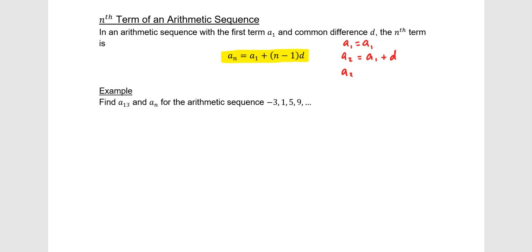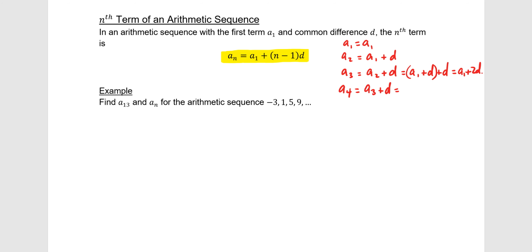If we have a sub 3, we know that it's a sub 2 plus the common difference. If we substitute a sub 1 plus d into a sub 2, we end up getting a sub 1 plus 2d, because we combine the d's. If we look for a sub 4, that's a sub 3 plus d.